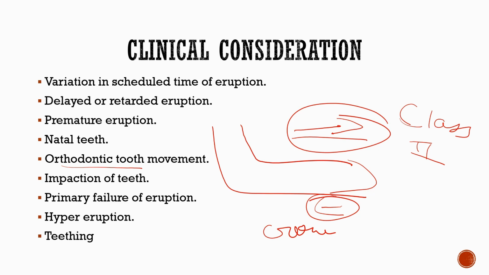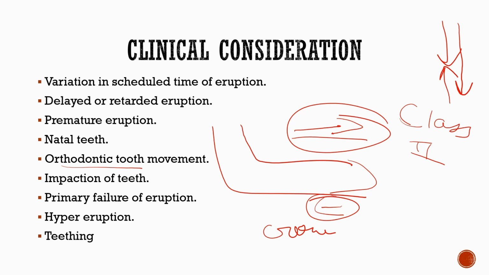Hypereruption of teeth. This is a condition where the loss of an opposing tooth has caused the tooth to erupt to a greater than normal distance. It means that if you have the maxillary first molar but do not have the mandibular first molar, the maxillary first molar will emerge more in the oral cavity because there is no opposing force against it. So it will emerge greater in the oral cavity and causes dysfunction.